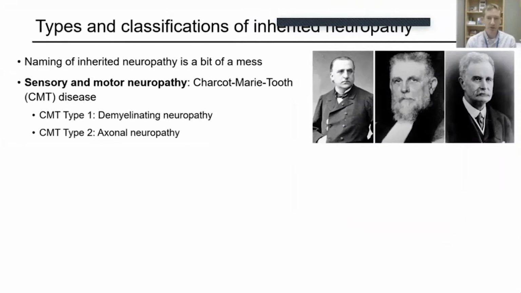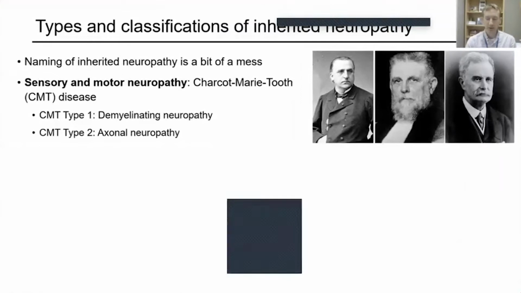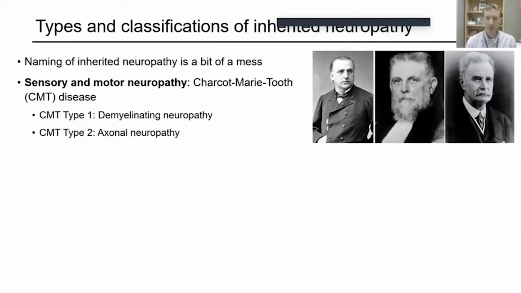These were described by these three physicians, Charcot on the left, Marie in the middle, and Tooth on the right. So it's two French physicians and one English physician. They basically grouped a lot of what looked like inherited neuropathies together under this umbrella term of Charcot-Marie-Tooth disease. And they divided it up into type 1, which is demyelinating neuropathy, where the myelin is the primary problem, and type 2, axonal neuropathy.